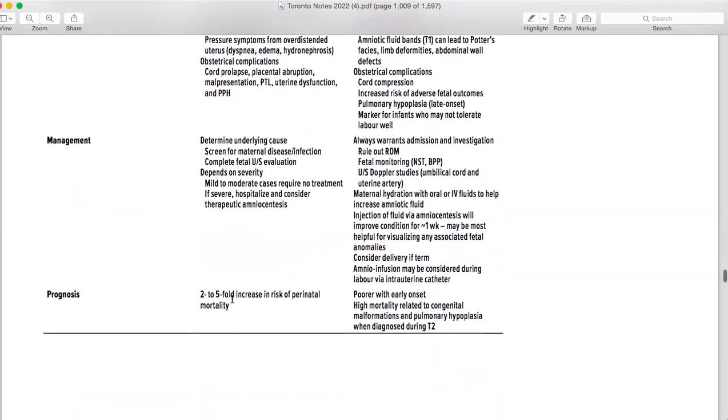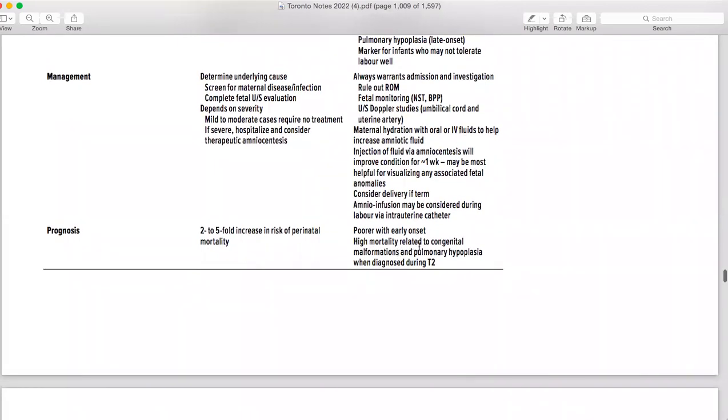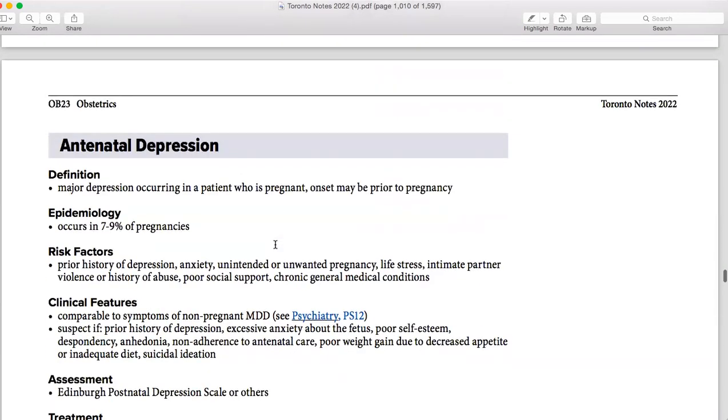Prognosis: 2 to 5-fold increase in the risk of perinatal mortality, and worse with early onset, with higher mortality related to congenital malformation and pulmonary hypoplasia. So it is more common with congenital malformation because, as I already told you, when there is not enough fluid, the baby is not easily moving. So that baby is restricted. Okay. So I think that's it for today.